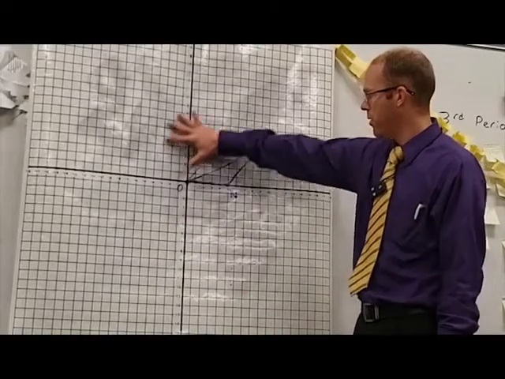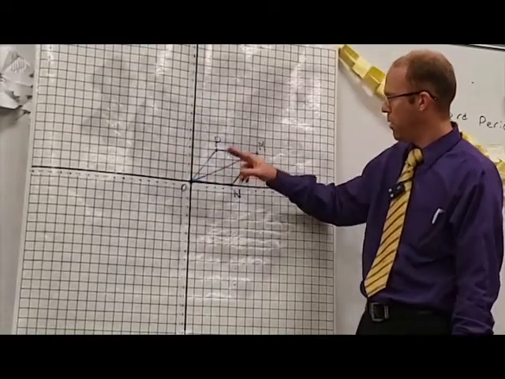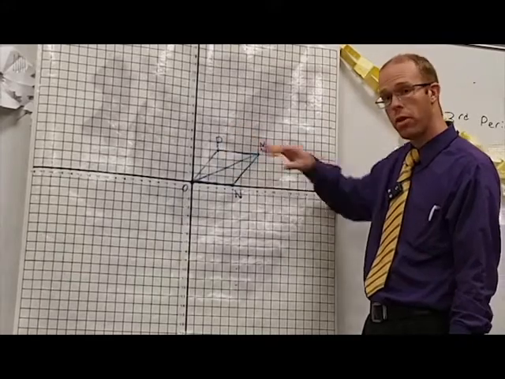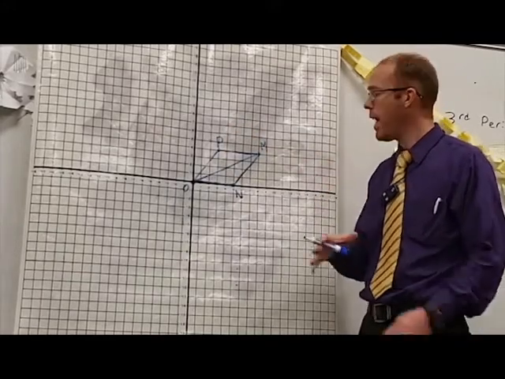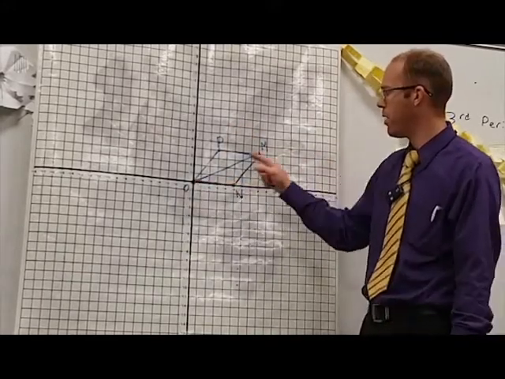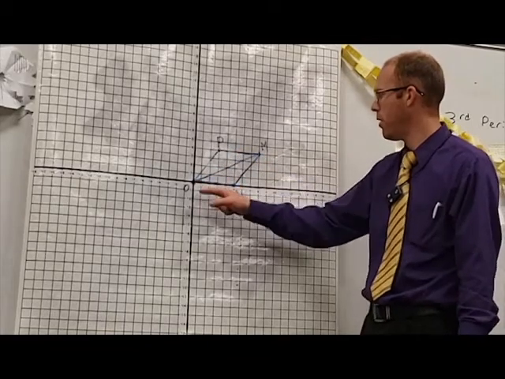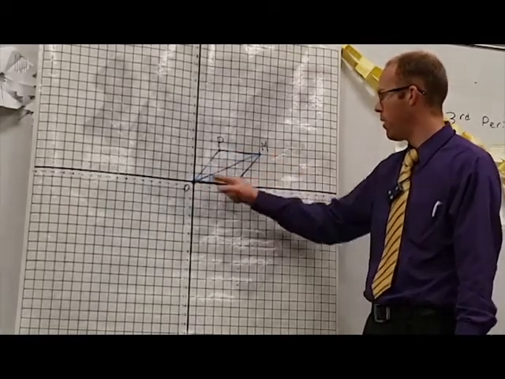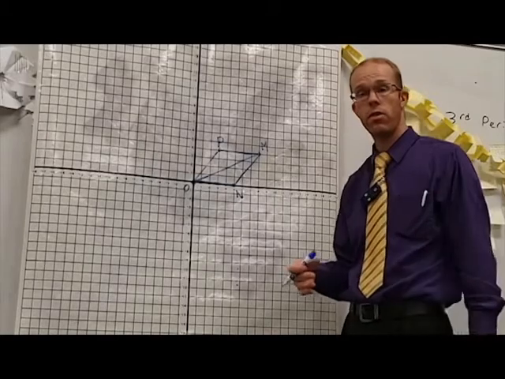For this question, we're given a diagram in a coordinate plane. We've got this parallelogram broken up into two separate triangles, and our task is to prove that these two triangles, OPM right here and ONM right here, are both isosceles triangles.